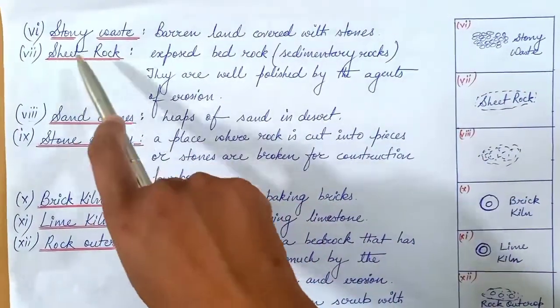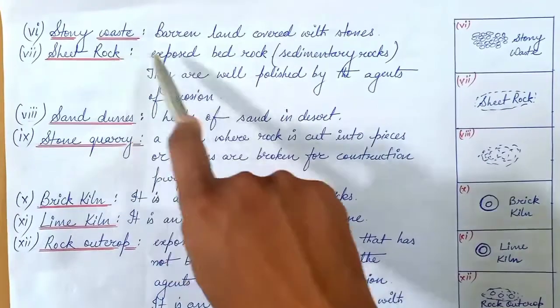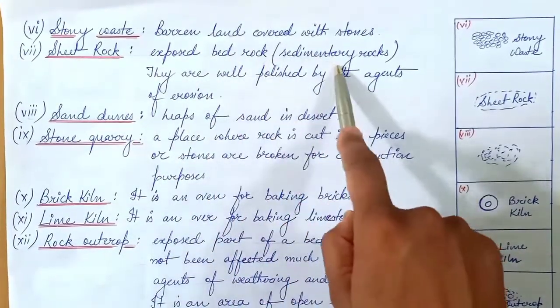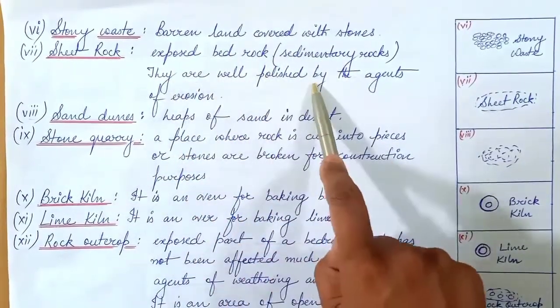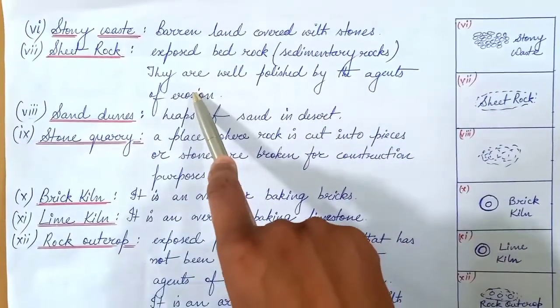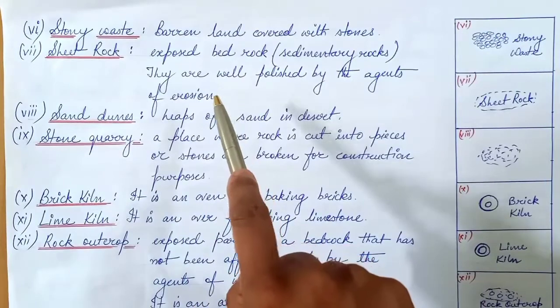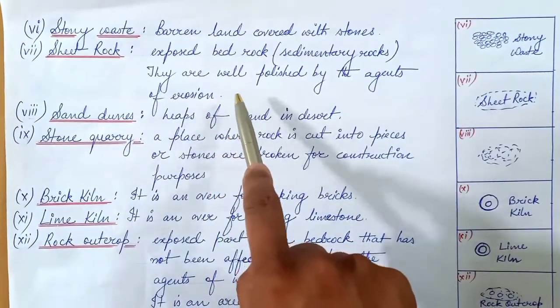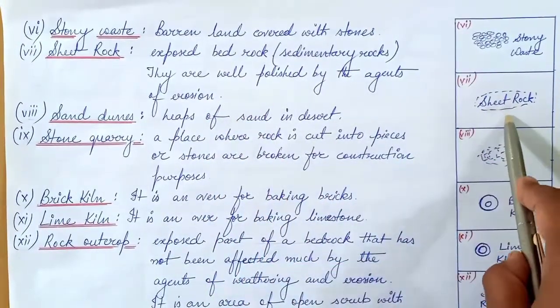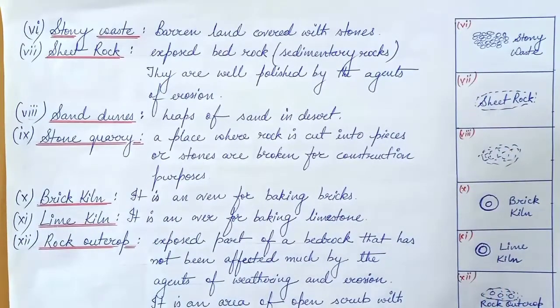There are also sheet rocks found. These are exposed bedrock, especially sedimentary rocks. They are well polished by the agents of erosion. So they have been exposed to the surface, eroded and well polished by the agents of erosion. And it is mentioned in this way in a topographical map.